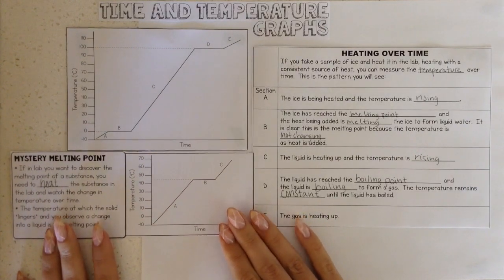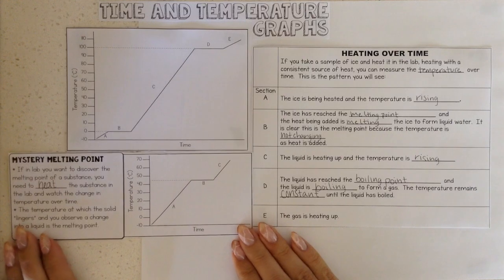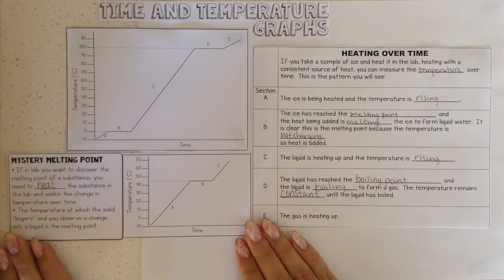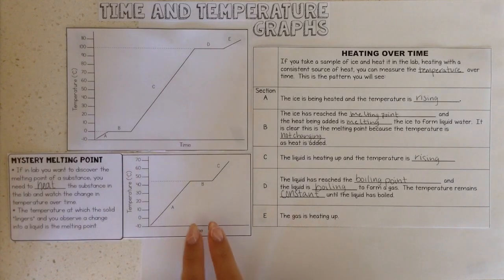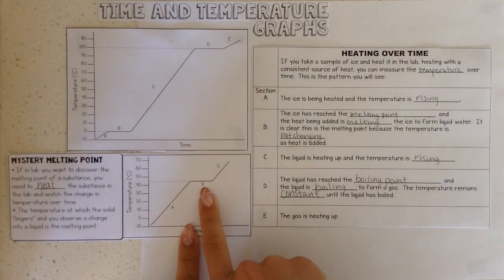If in lab you want to discover the melting point of a substance, you need to heat the substance in the lab and watch the change in temperature over time. The temperature at which the solid lingers and you observe a change into a liquid is the melting point. So for this mystery substance, if we were going to try and figure out what the melting point was, I would look at segment B of the graph.